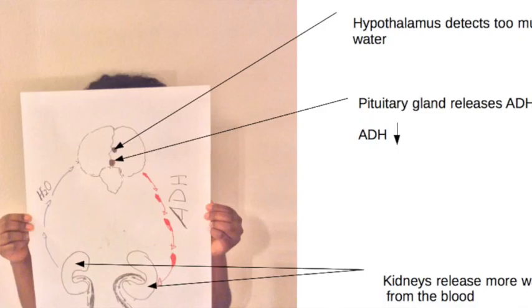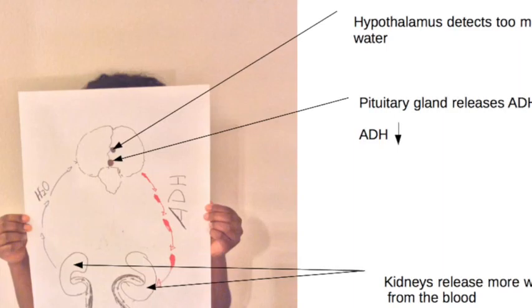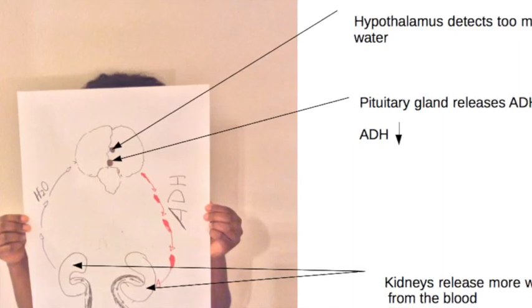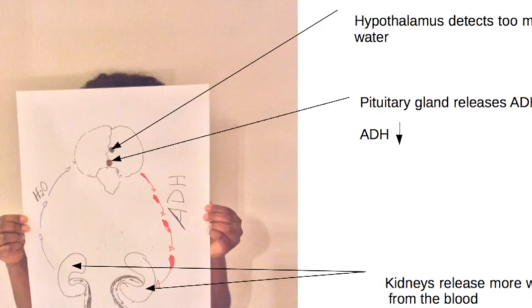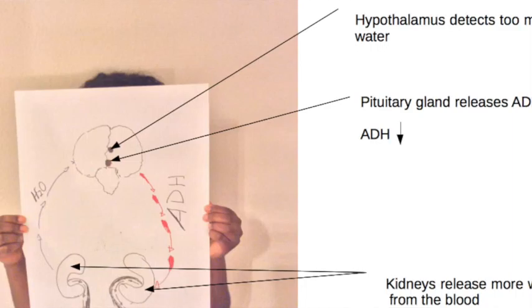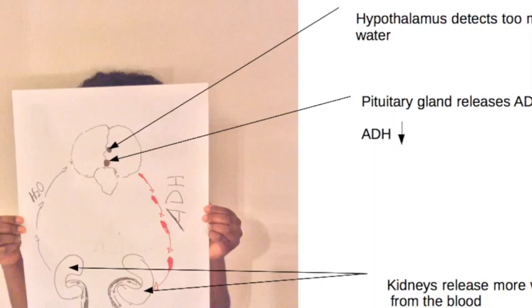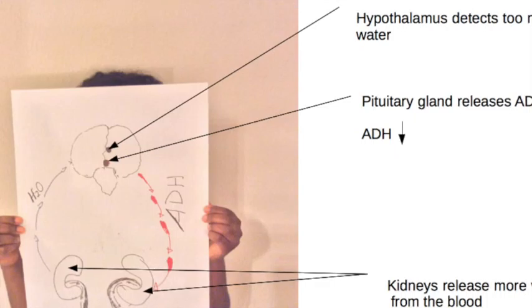This is a perfect example of negative feedback in maintaining homeostasis. Because here, what the negative feedback does is, as the level of water in the blood falls, it ensures that the amount of ADH rises, and on the other hand, as the level of water in the blood rises, negative feedback ensures that the amount of ADH falls.